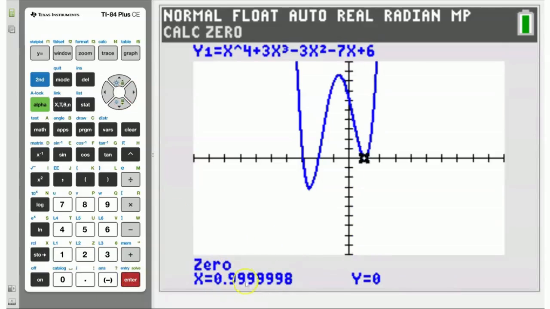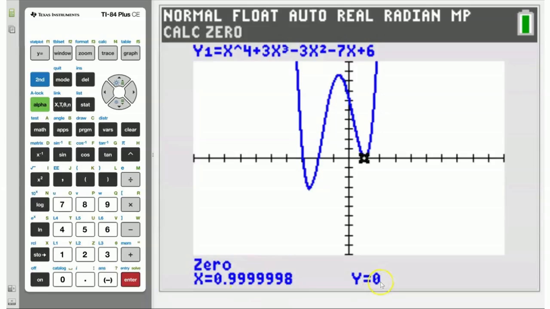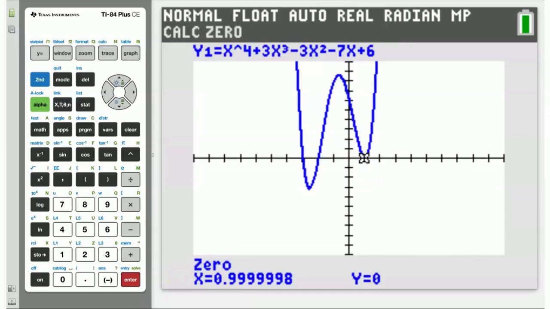Now, sometimes, I don't know why the calculator does this, but sometimes you need to round it. So this, what do you think they're trying to say? They're trying to say 1. So this is really saying 1, 0. So let's go back to the page and we'll write down our solutions. And remember, this one has a multiplicity of 2 because it's tangent.